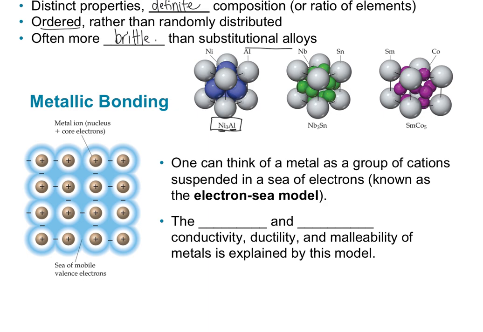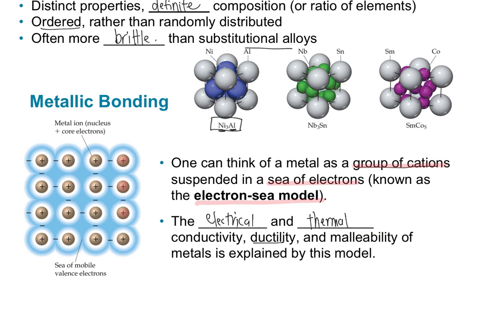So let's talk about the metallic bond. Metallic bonding happens because we basically have our cations. We can think of it as a group of cations, and that's the nuclei inside here, suspended in a sea of electrons. And this is called the electron sea model, and it does explain the fact that these materials have electrical and thermal conductivity.